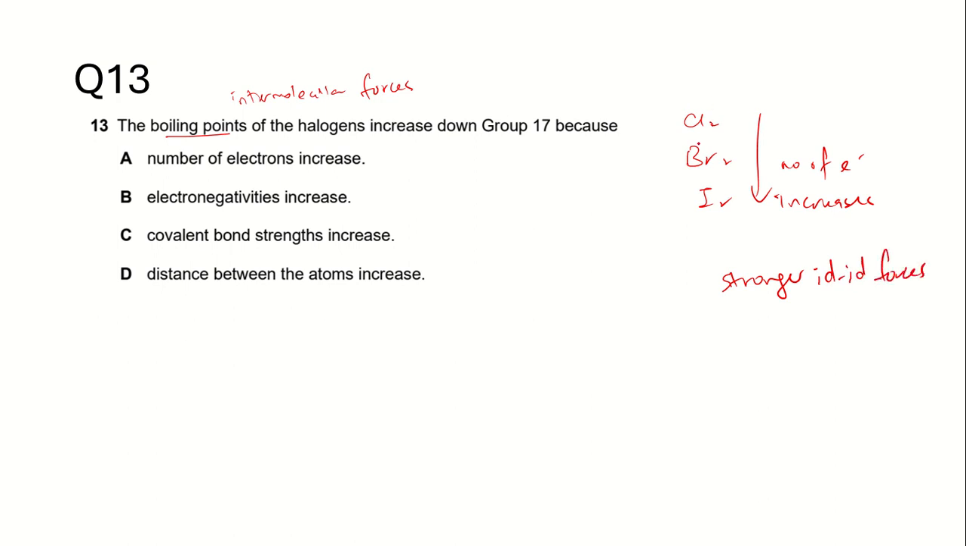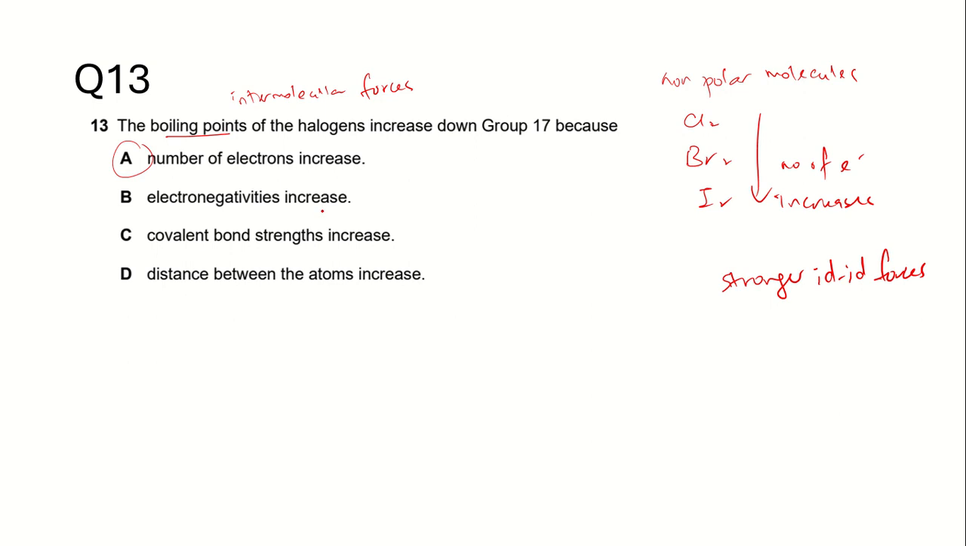And these diatomic molecules are non-polar, so they only have ID forces between them. So increasing the number of electrons going down the group will make these ID forces between the molecules stronger. So let's look at the answer now. Why do boiling points of halogens increase down group 17? Number of electrons increases. So A is our answer.